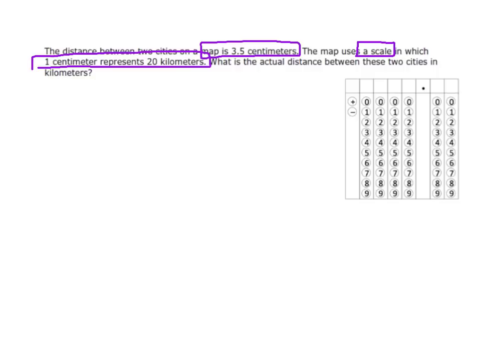The way I'm going to set this up is I'm going to say what my scale factor is when I start out, just so I can get the relationship between centimeters and kilometers. And that should not say scale factors, just scale factor, sorry. My scale factor is 1 centimeter equals 20 kilometers.